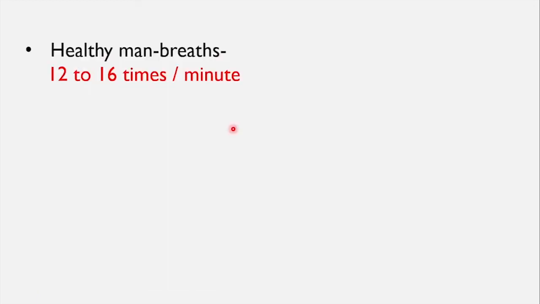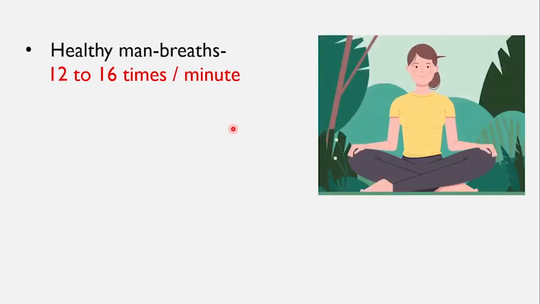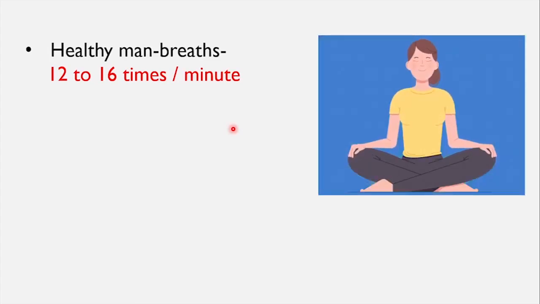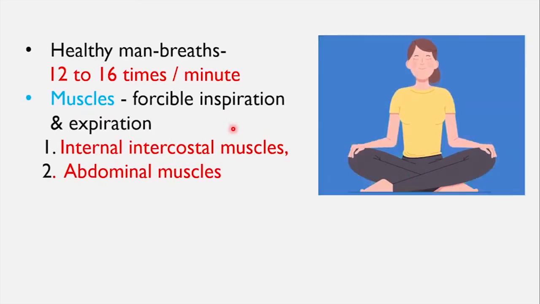On an average, a healthy human being breathes 12 to 16 times per minute. So number of breaths per minute is 12 to 16. We have the ability to increase the strength of inspiration and expiration with the help of internal intercostal muscles and lateral abdominal muscles. సో ఈ టూ మజిల్స్ ఏంటి?